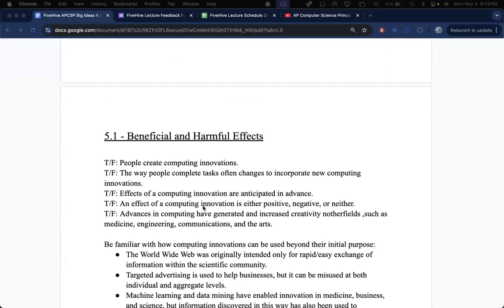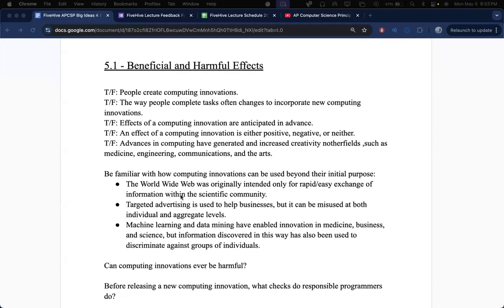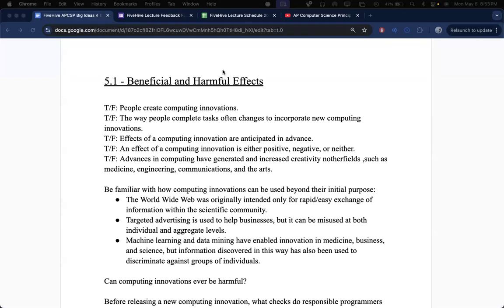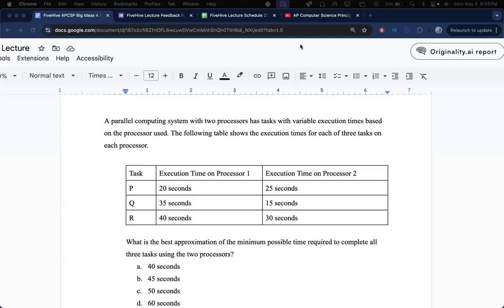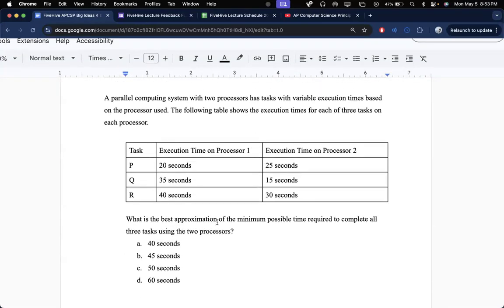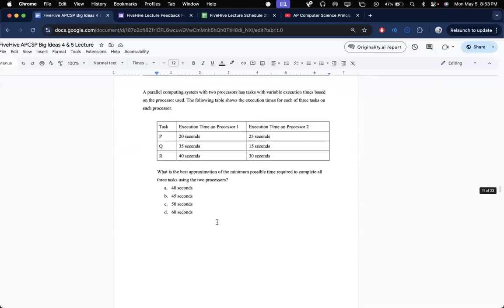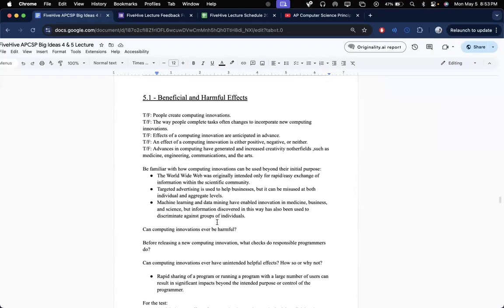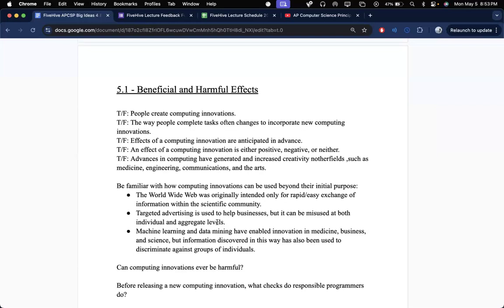I don't know. All right, so 5.1. Let's take a look at some beneficial and harmful effects of computing. All right, so real quick though, before we do that, any questions with our other stuff here? Anything in Unit 4 that we need to go over one more time? Okay, then let's do Unit 5. And this, we're gonna have to speed up a little bit here.